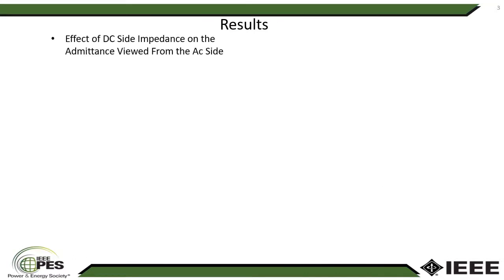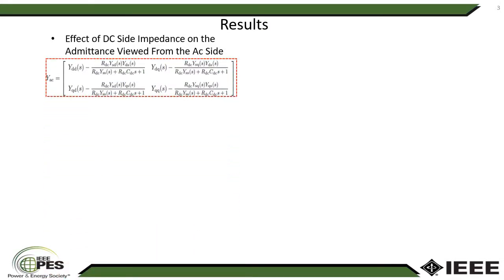To show the effect of the DC side impedance on the admittance viewed from the AC side, the previously modeled 3x3 admittance matrix model was aggregated to include the DC side network dynamics. Then the Kron reduction was used to come up with this 2x2 admittance matrix model that represents the AC viewed admittance in terms of the DC side network's elements.